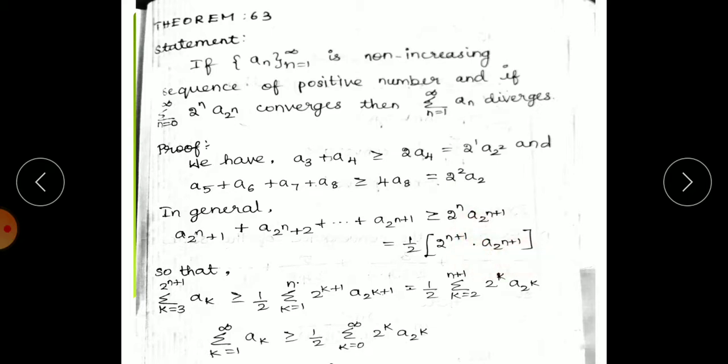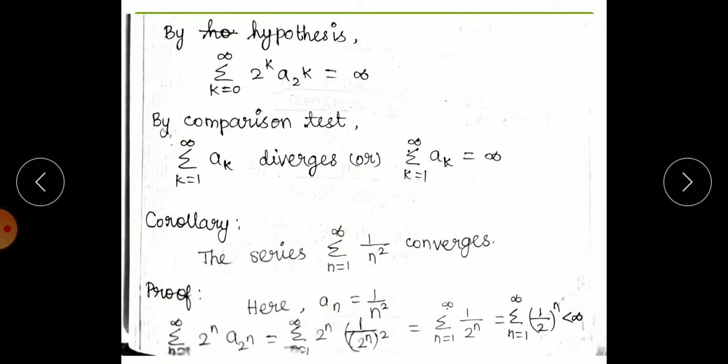So that summation a_k is greater than or equal to 1 by 2 into summation 2^(k+1) a_(2^(k+1)), which is equal to 1 by 2 into 2^k into a_(2^k). By the hypothesis, summation 2^k into a_(2^k) is equal to infinity, which was given. So by the comparison test, summation a_k diverges.